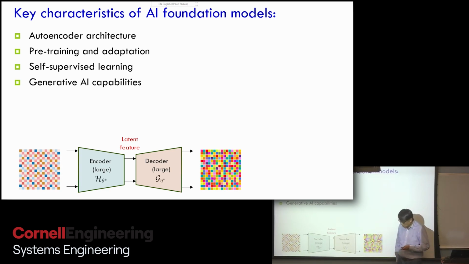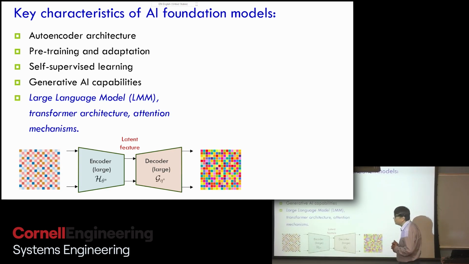Okay, so the dominant way to implement this architecture is the so-called large language model. It has a specific architecture. It has certain mechanisms embedded in it. That is, pretty much all of the foundation models follow this particular framework.